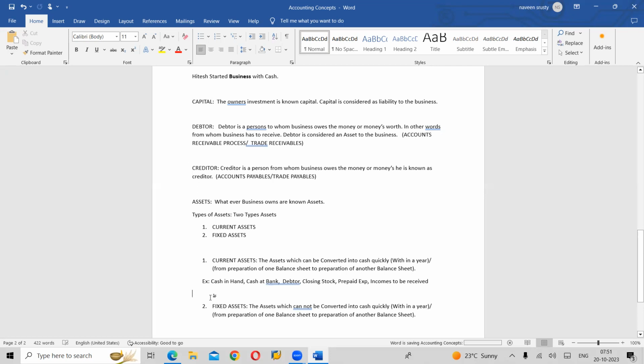Understood everyone? What is a current asset now? And at the same time, fixed assets. As you know the meaning of fixed assets. Okay, again, what are the fixed assets? Fixed assets are of two types.